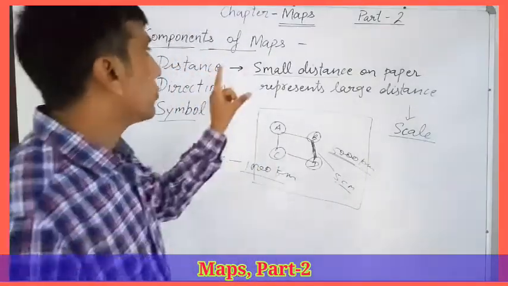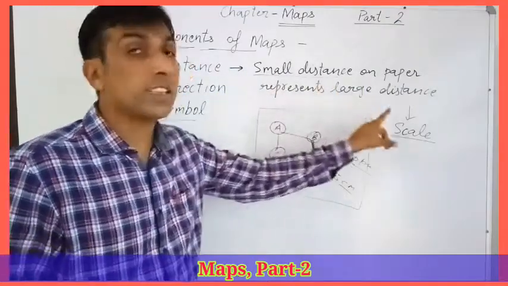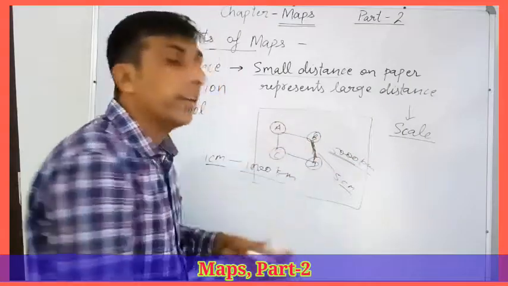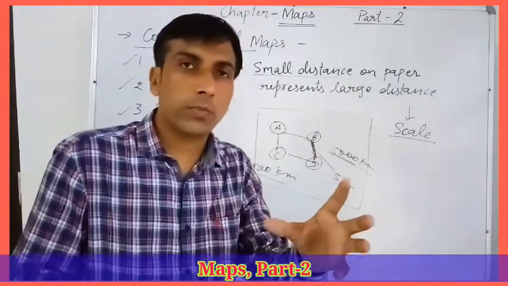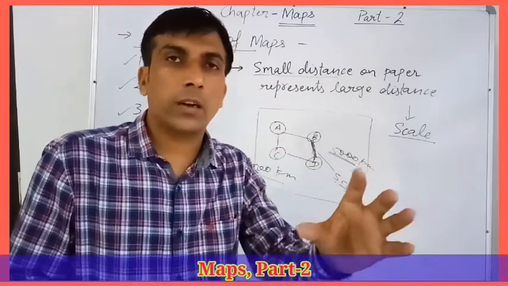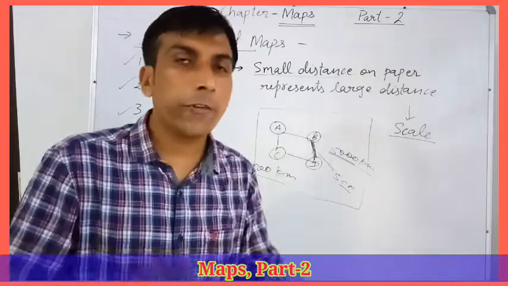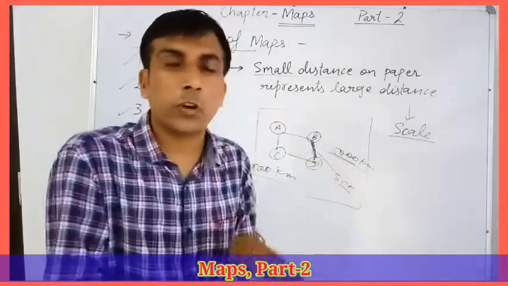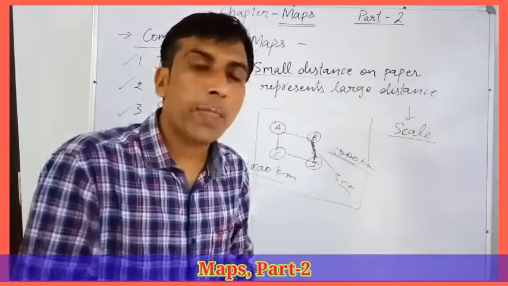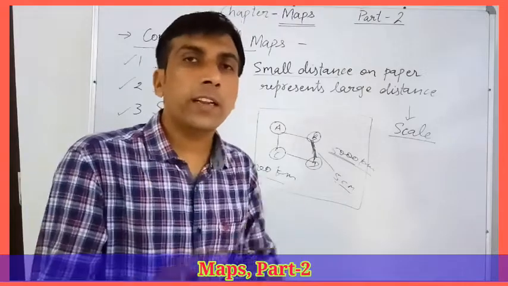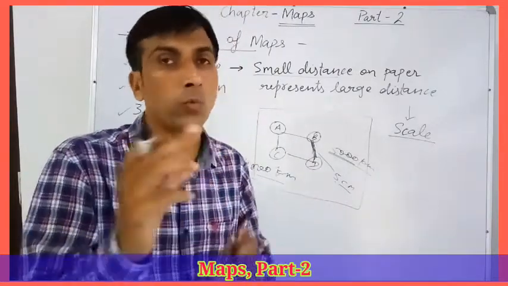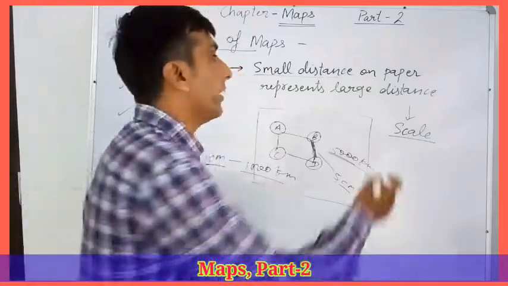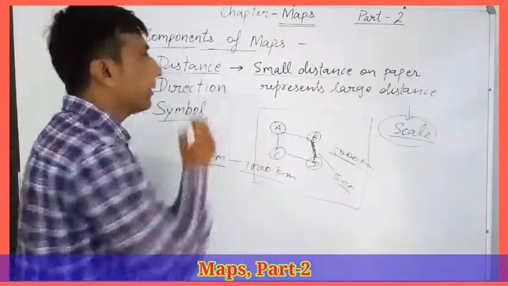So I hope that you are understanding. The small distance on paper represents the largest distance. On paper, this small distance represents the real distance between country B and D. For example, your school is located 5 kilometers away from your home. If you see this on a map, 5 kilometers cannot be shown as it is. This distance is not possible to accommodate on a map. But how could it be possible? It will be possible only when you use a scale. For 5 kilometers, 1 centimeter for 1 kilometer, or 2 centimeters for 1 kilometer. In this way you can show the distance by using a scale. So what is scale and what is distance? I hope that you are understanding.